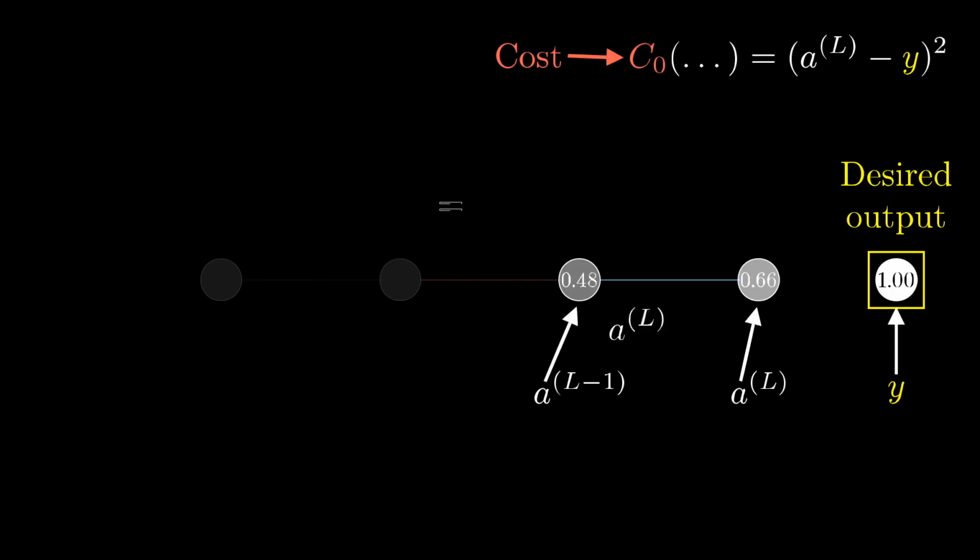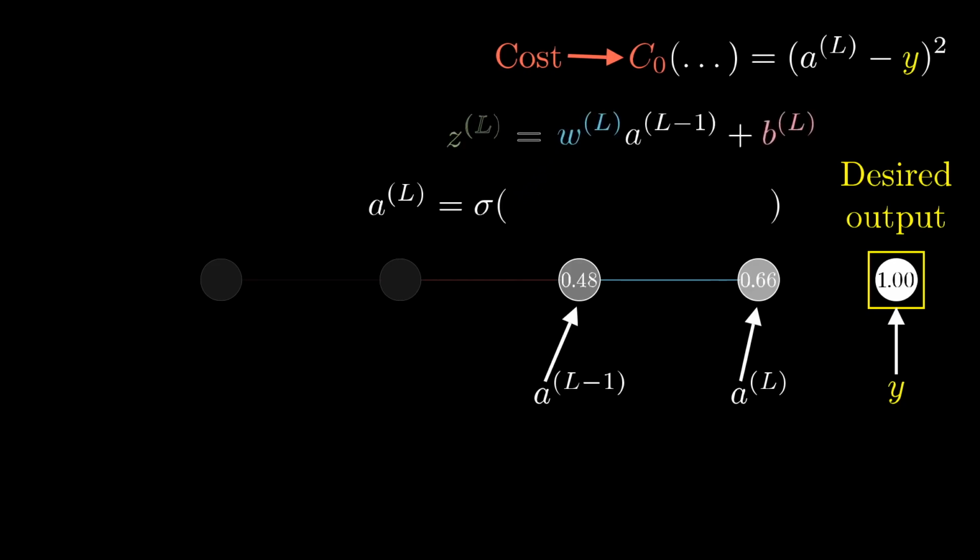As a reminder, this last activation is determined by a weight, which I'm going to call w^(L), times the previous neuron's activation, plus some bias, which I'll call b^(L). And then you pump that through some special nonlinear function like the sigmoid or a ReLU. It's actually going to make things easier for us if we give a special name to this weighted sum, like z, with the same superscript as the relevant activations.